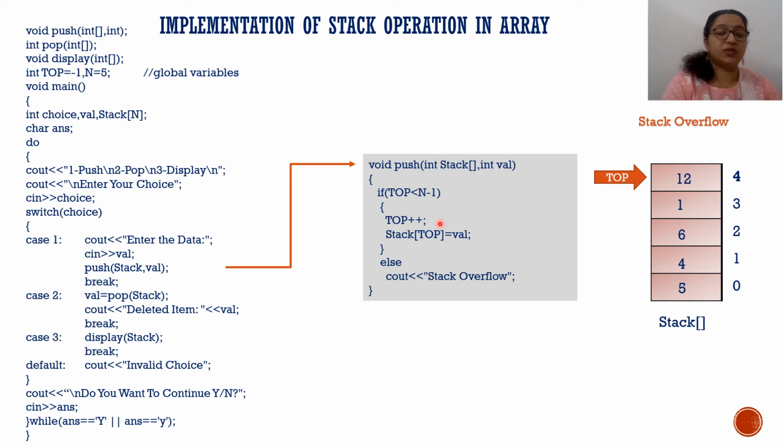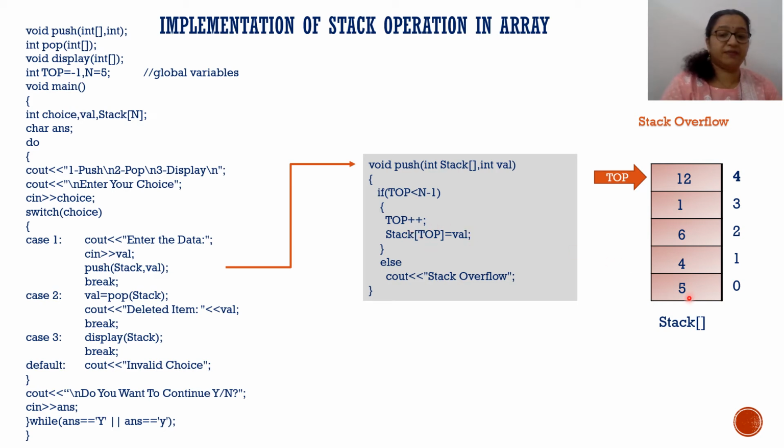Understood now? This is the working of push operation. So in case 1, we are calling the function by passing the stack array and the entered item. Here the function is checking what the top value is. First time it is -1, and if it is -1, we are incrementing the top value to 0 and assigning the first value to the 0th position.